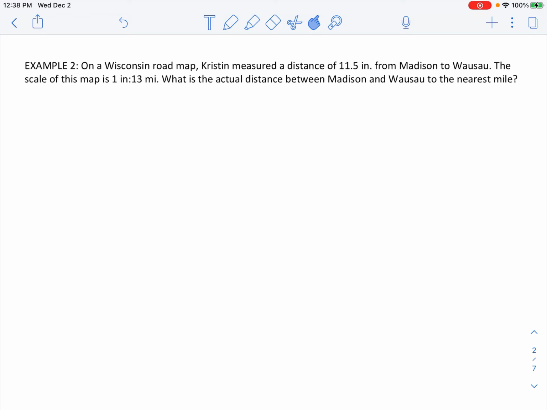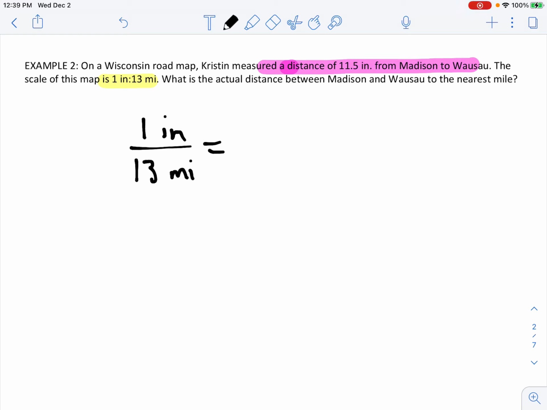All right, let's look at another example. Let's read the first sentence. On a map, it's 11.5 inches from Madison to Wausau. The scale of the map that they tell us is 1 inch for 13 miles. So we have 1 inch for every 13 miles. Now, they told us that we went 11.5 inches, so I want the 11.5 on top because we had inches on top, and I'm going to put x for the miles on the bottom.